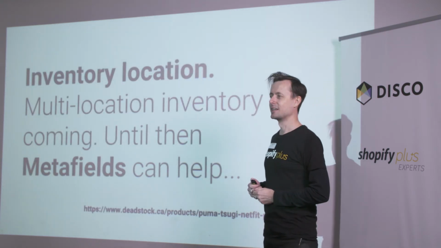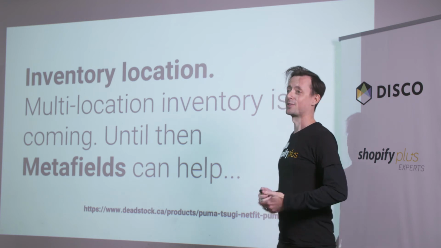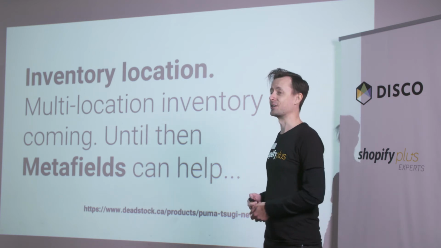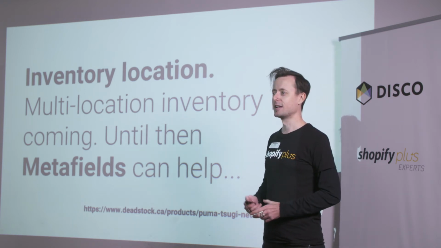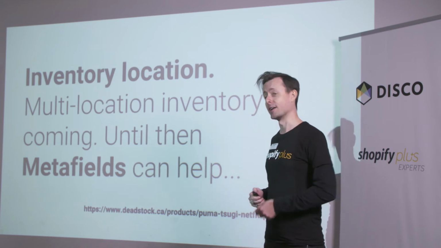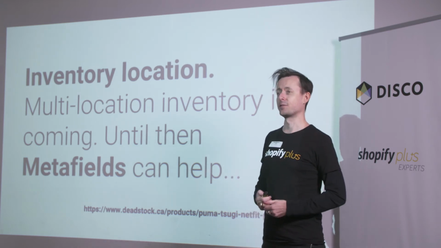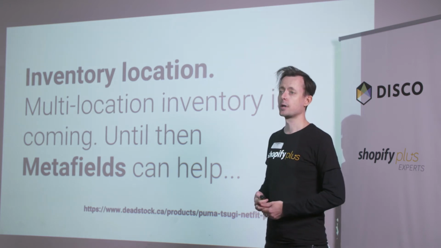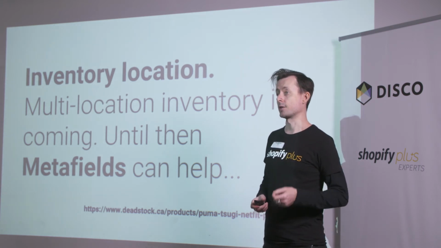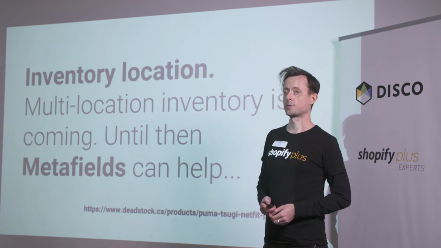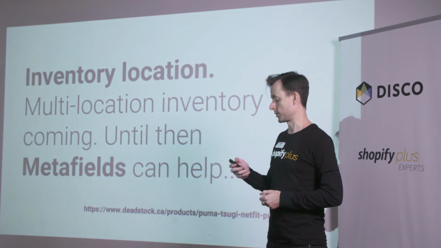Inventory location. So if you came to Unite, if you've watched the podcast, if you've seen things, multi-location inventory is coming to Shopify. It is not, however, available right now. You can use metafields to emulate the same effect if you need to. So if you have a client that is desperate for it, you could use the power of metafields to start storing location information within it, so then you can show that on the storefront.